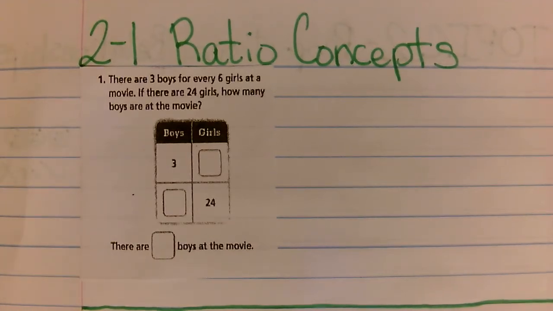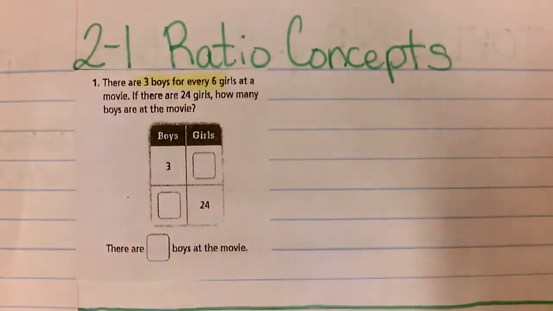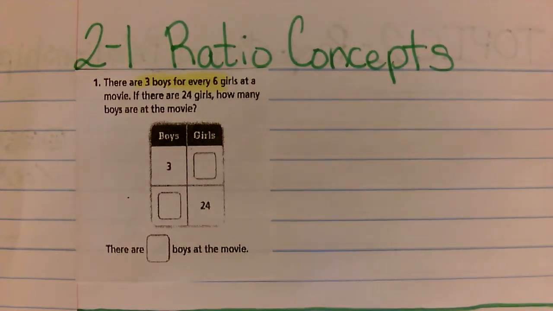There are 3 boys for every 6 girls. I'm going to highlight this. This is important. It's important for our information for ratios. So there are 3 boys for every 6 girls in a movie. And if there are 24 girls, how many boys are at the movie?